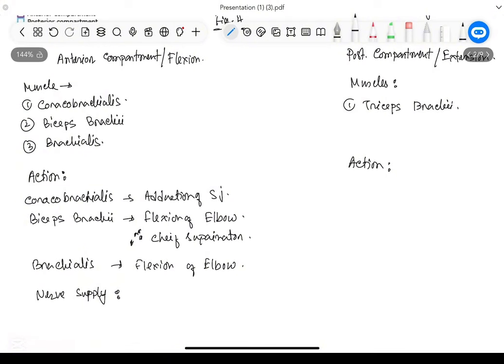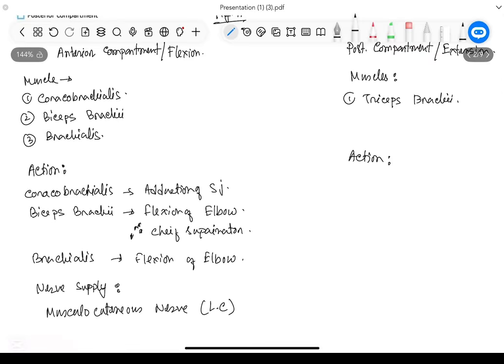So, when we see the nerve supply of the anterior or flexor compartment muscles of the arm, it has a main nerve which pierces the coracobrachialis and supplies all the muscles, that is the musculocutaneous nerve. And we know the musculocutaneous nerve comes from the lateral cord terminal branches. But we have to remember one more point, there is one more nerve that contributes to the supply, that is the radial nerve, which comes from the terminal posterior cord of the brachial plexus.